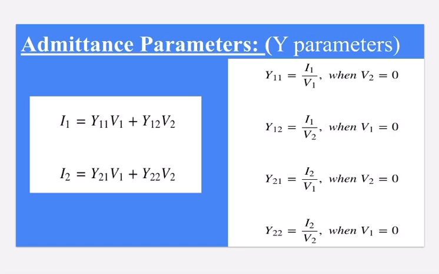So we can calculate two Y parameters, Y11 and Y21, by doing a short circuit of port 2. Similarly, we can calculate the other two parameters, Y12 and Y22, by doing a short circuit of port 1. Hence the Y parameters are also called short circuit admittance parameters. So here the Z parameters are opposite of the Y parameters.